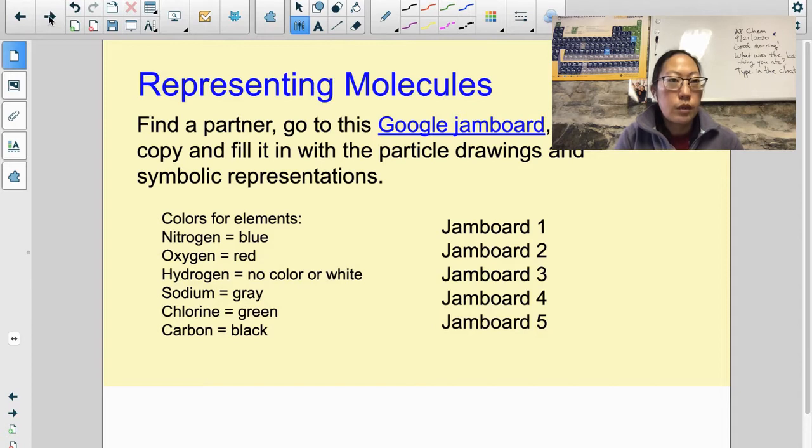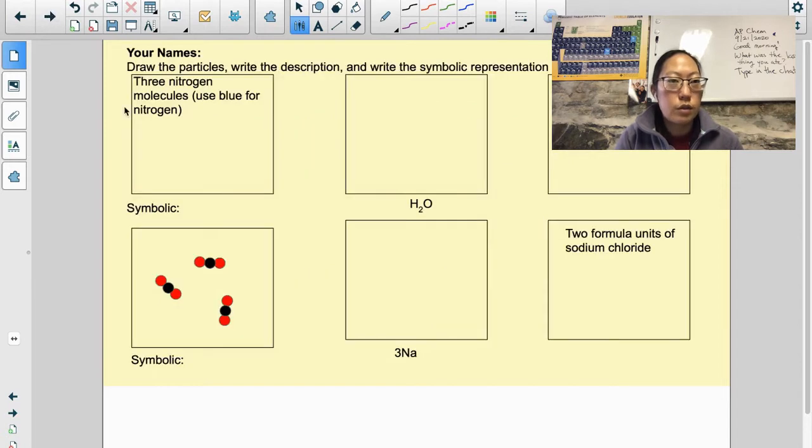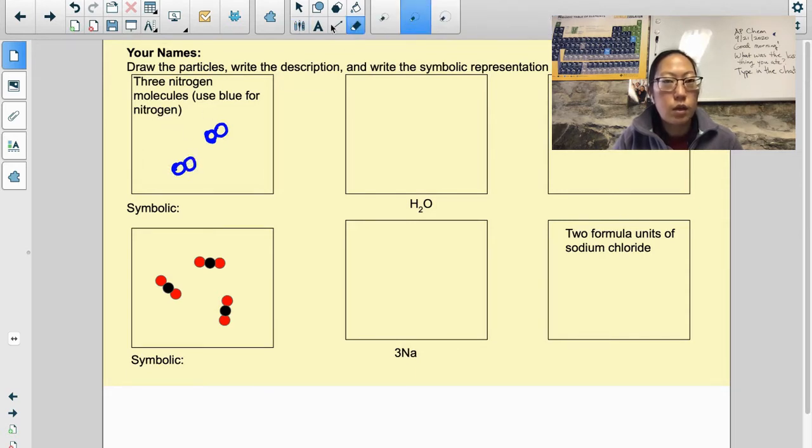All right, so you guys got to do this on the Jamboard. Let me go over these again so you can look at them again. So 3 nitrogen molecules. If we take our blue, we know that nitrogen is diatomic. Let me erase that and make a better nitrogen molecule. Okay, so we have 3 nitrogen molecules.